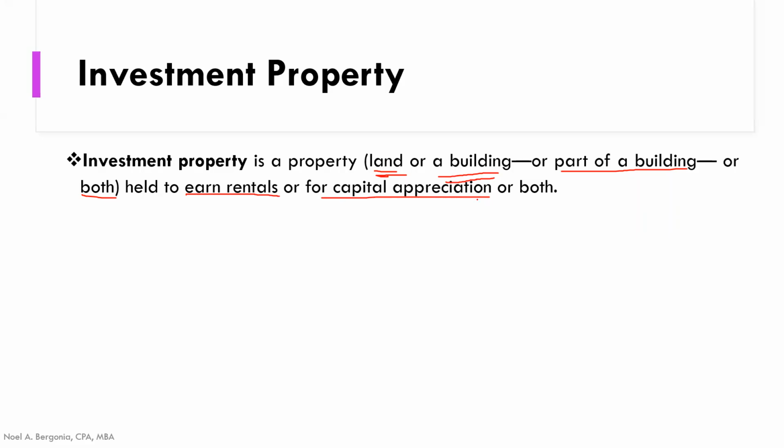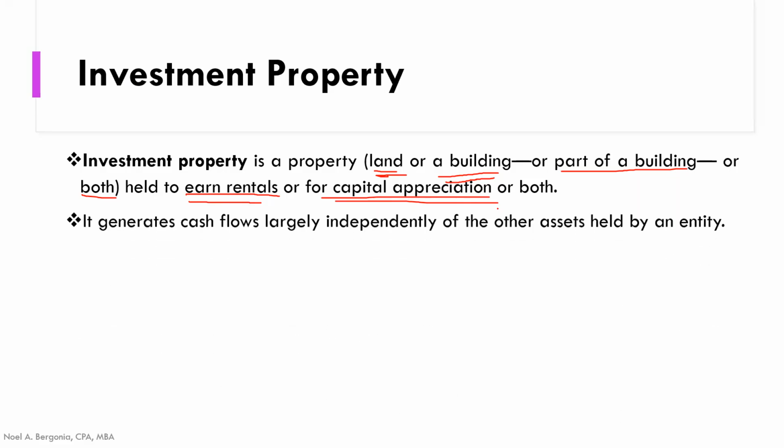Okay, so they are not used for production, they are not intended for resale, but they are being bought for earning of rentals, or even for capital appreciation. Okay, so I hope that that is clear. So that's the definition of investment property in accordance with IAS number 40.